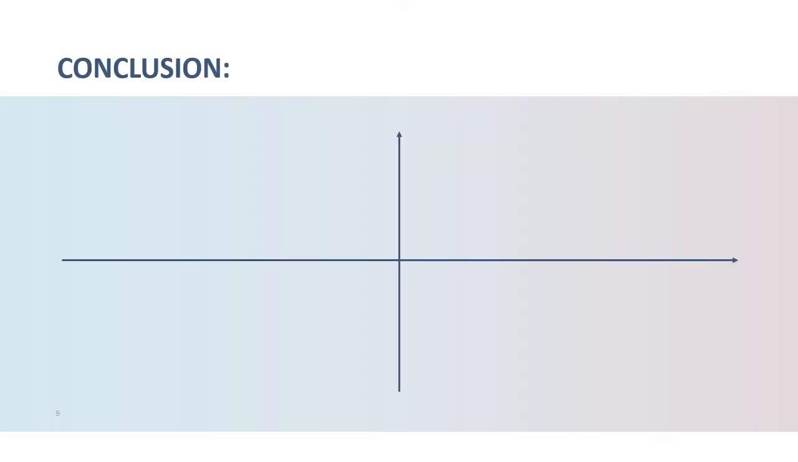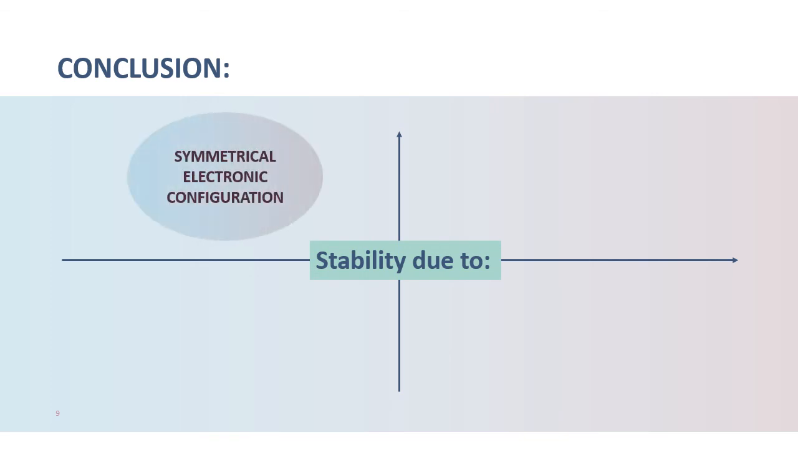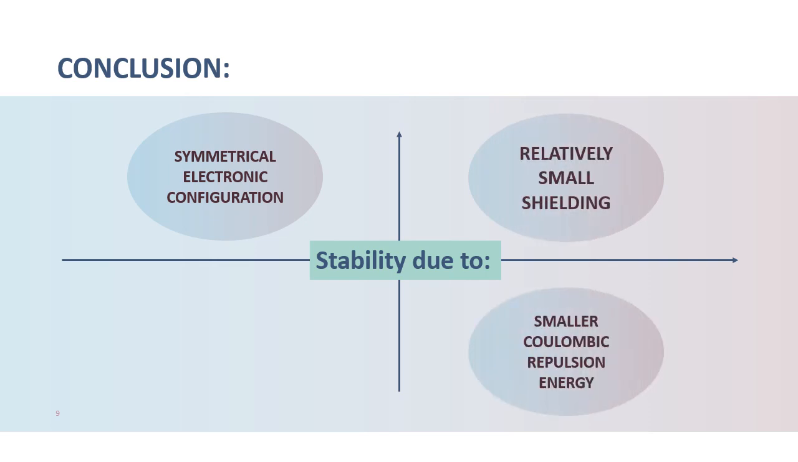Now, this is our conclusion. What is the conclusion? Stability due to symmetrical configuration. Second point, relatively small shielding in the space, as I told. Then smaller coulombic repulsion and more attraction towards the nucleus, giving more stability. Then larger exchange energy leads to the least energy. So due to these 4 reasons, they prefer half filled or fully filled.